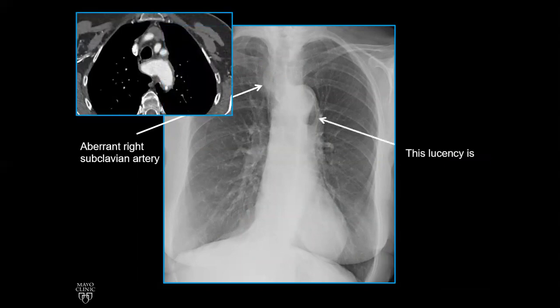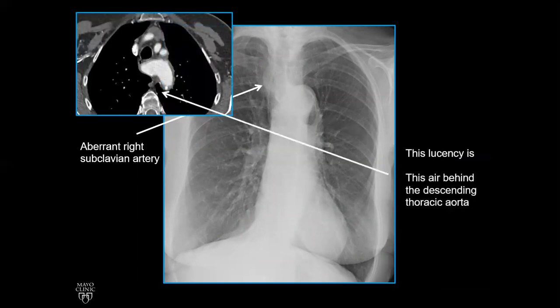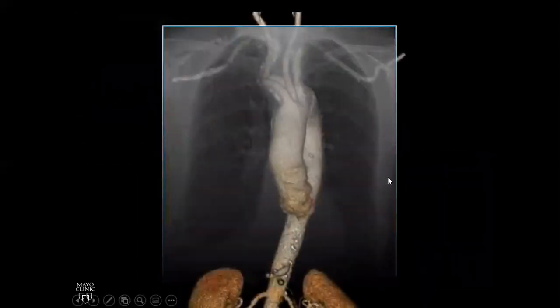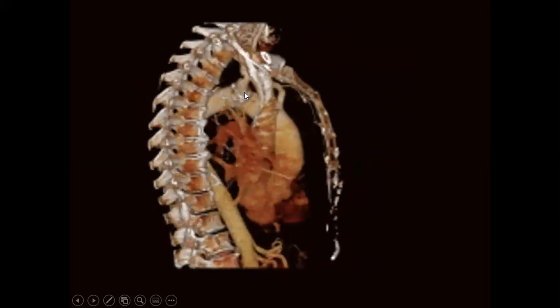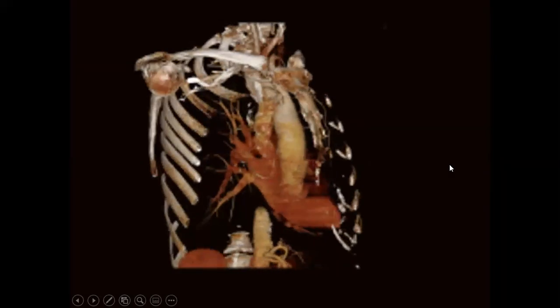And this lucency on the chest x-ray comes from this air behind the descending thoracic aorta. And if we overlay the 3D, you can see there's the ascending aorta, the arch, and the descending thoracic aorta. And this artery coming in the back is coming posterior to the trachea. It's what's causing the displacement of the trachea in the lateral radiograph. If we do a 360 rotation, there's the aortic arch, and right there is our aberrant right subclavian artery, right here. And again, it's running posterior to the trachea. And in this patient, it's what's causing their bowing and displacement on the lateral radiograph.